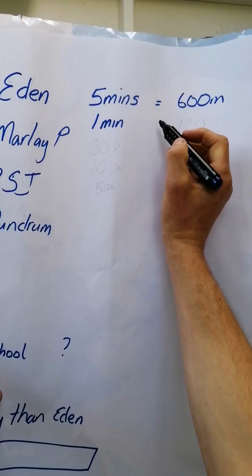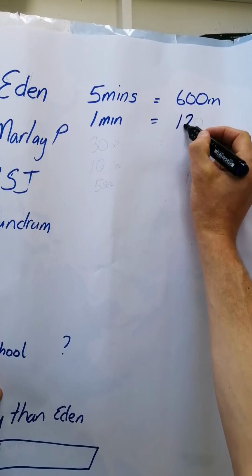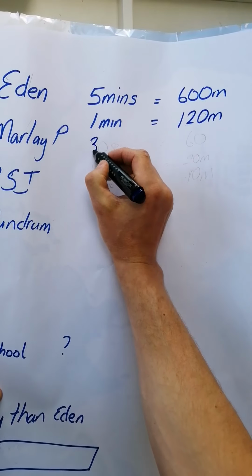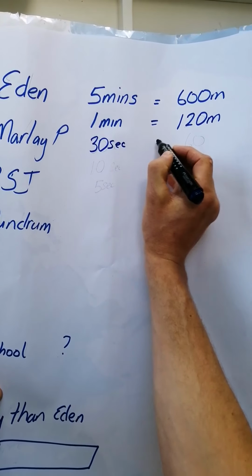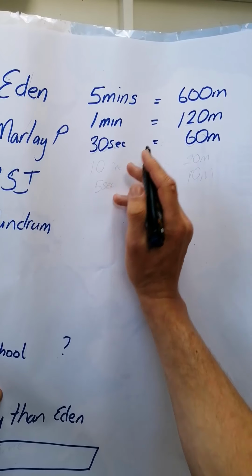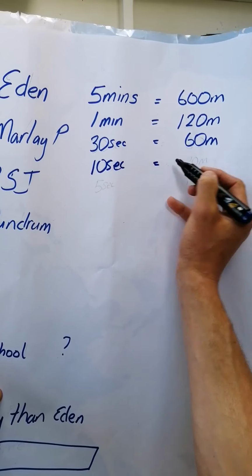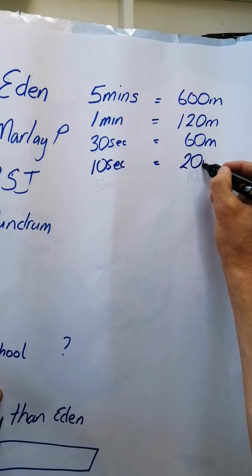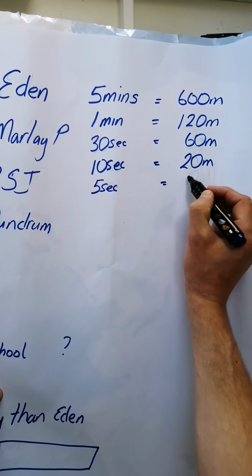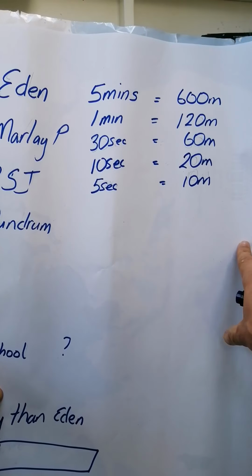So in 1 minute, 5 times smaller. If I divide this by 5, 120 meters, and I'm going to stay going. So 30 seconds is half a minute, and 60 meters is half of this. If I divide this by 3, I get 10 seconds. Divide this by 3, and if I divide that by 2, I get 5 seconds. So now I know what all these distances are, and I can work it up quite easily.